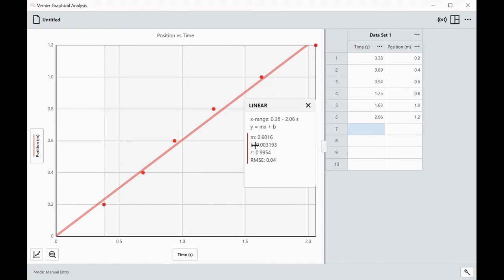And we can see on our little box here that the slope, m, is 0.6016. So I think I should probably only trust that to about 2 significant figures, so we'll say that the slope is 0.60 meters per second. So my 8 ball, when it's coming off of the ramp there, is going 0.60 meters per second. Pretty neat.